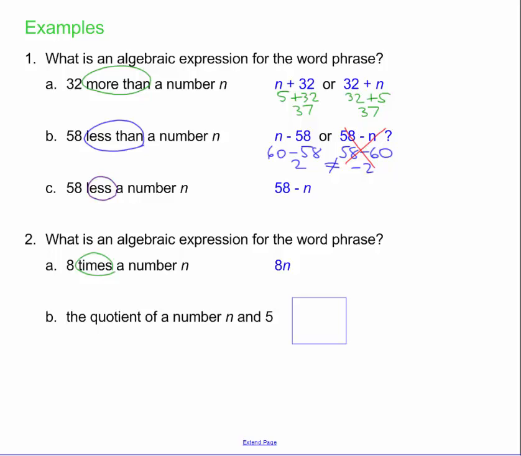In example 2b, the quotient is a word that means division. So we need to divide two numbers. Well, which numbers do we divide? Well, we keep reading. And when it says the quotient of, whatever comes after of is going to be the two things you have to divide, and they're going to be separated by the word and. So we need the quotient of a number n, that's the first part, and 5, that's the second part. So we need the number n divided by 5. We usually write that in a fraction form to show the quotient, although it would be correct if you wrote n divide symbol 5.